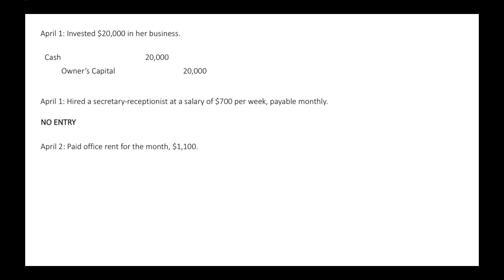Now here on April 2nd, paid office rent for the month of $1,100. So you're paying this month's rent. Since it's just for this month, we will debit rent expense and credit cash for $1,100. Now, if we were paying office rent for 6 months or for a year, then we would deal with prepaid rent. But since we are just paying the office rent for the month of April, we just consider that an expense here.